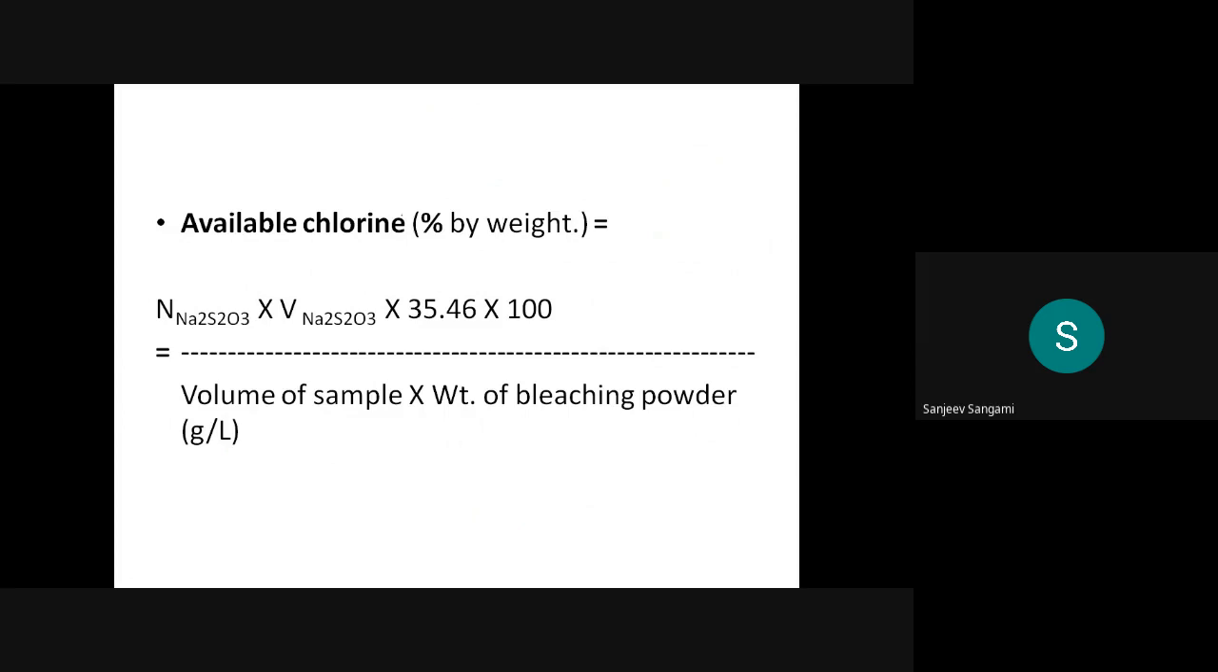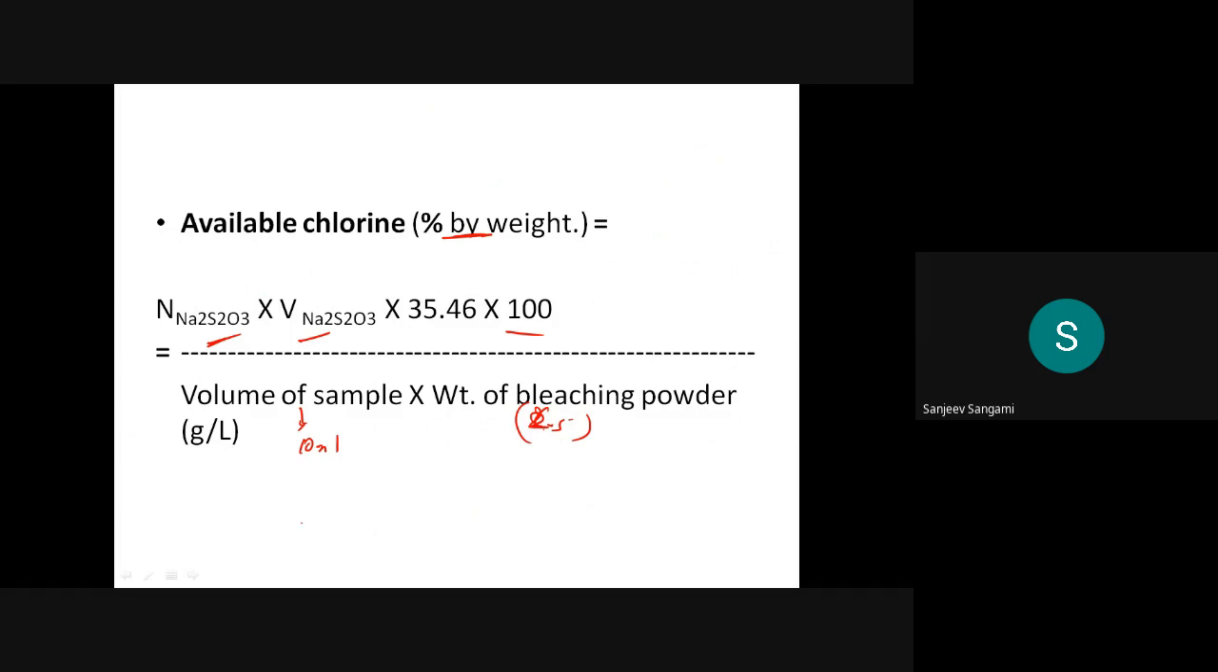Then find the available chlorine by weight, using the normality of the sodium thiosulfate solution, the volume of sodium thiosulfate, multiplied by 35.46 and 100, divided by the volume of sample taken, for example 10 ml, and the weight of bleaching powder, which is 2.5 gram. Okay, this is overall the experiment on available chlorine in bleaching powder.